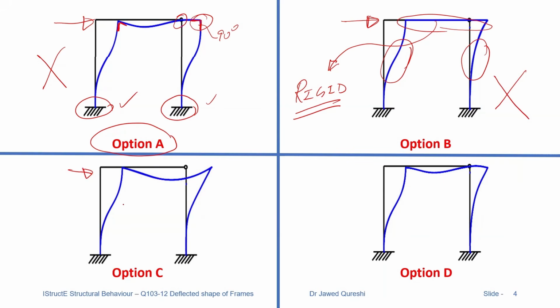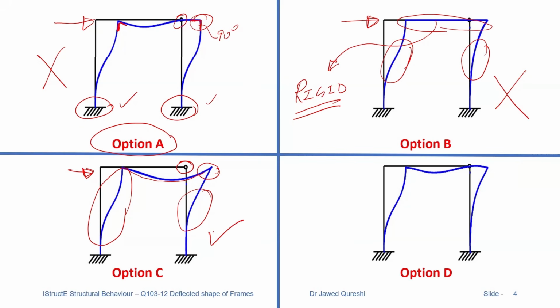In option C, when we are applying loading, double curvature is happening on the left column and a single curvature is happening in the beam. And here the 90-degree angle is not maintained, which makes sense. When you apply loading, this joint is free to rotate. When it is free to rotate, then the angle can be any angle. It doesn't have to be a 90-degree angle. And a single curvature is happening over here. So this option looks right to me. So I will say that this option satisfies all golden rules.